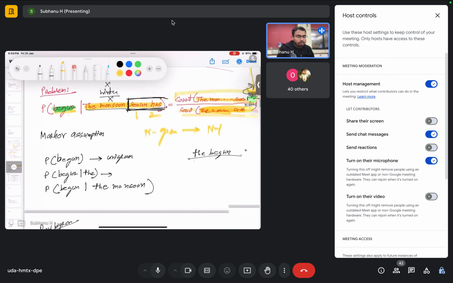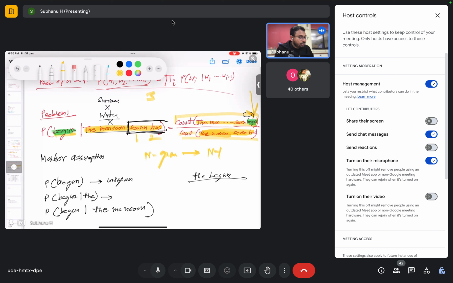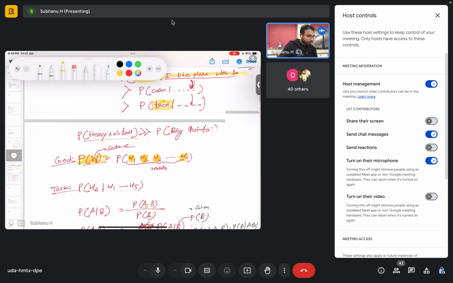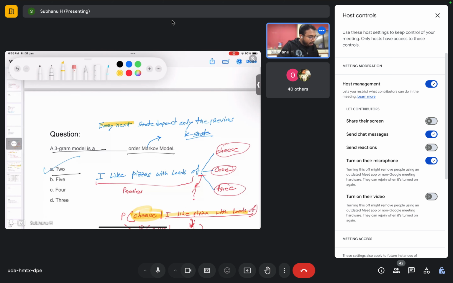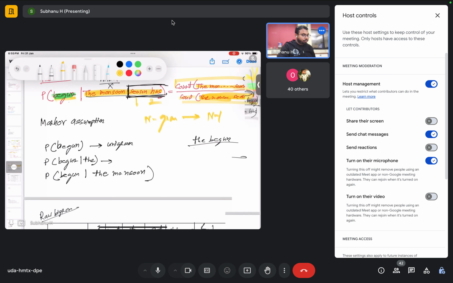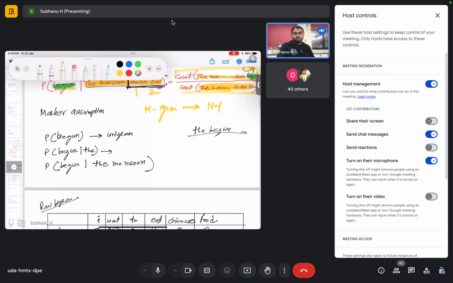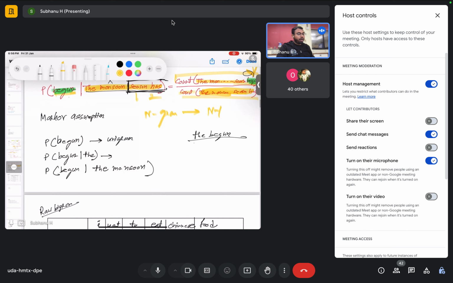Then there is a problem: if we have a big sentence, we really can't find the big sentence in the corpus. That's why Markov came into the picture with his Markov assumption. The Markov assumption says that every next state depends only on the previous k states. But we don't know what k is. K can be 1, 2, 3.